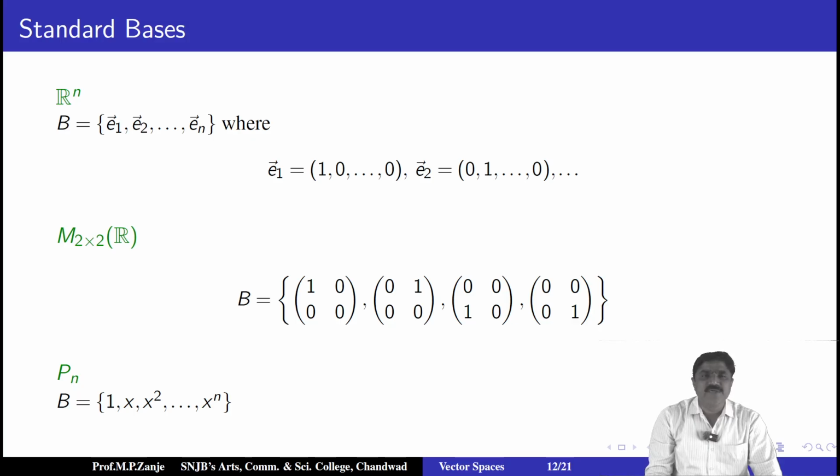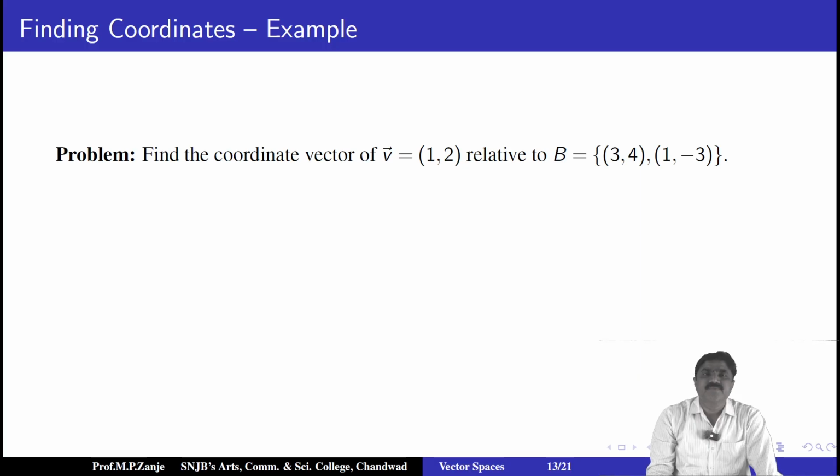For 2 by 2 matrices with real entries, there are 4 basis elements. Therefore, the dimension of the space of 2 by 2 matrices with real entries is 4. An nth degree polynomial has one more basis element, that is 1, and therefore the dimension of nth degree polynomials is n plus 1. And the dimension of Rn is n. Find the coordinate vector if the vectors are given relative to a basis.